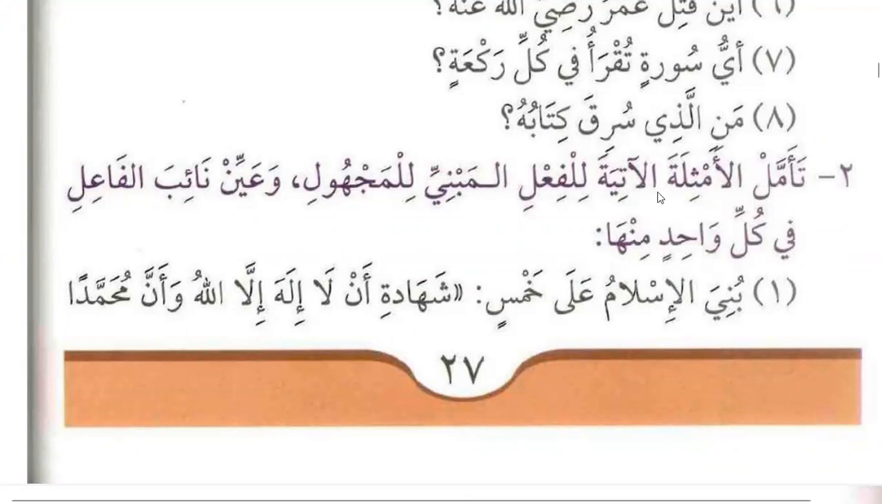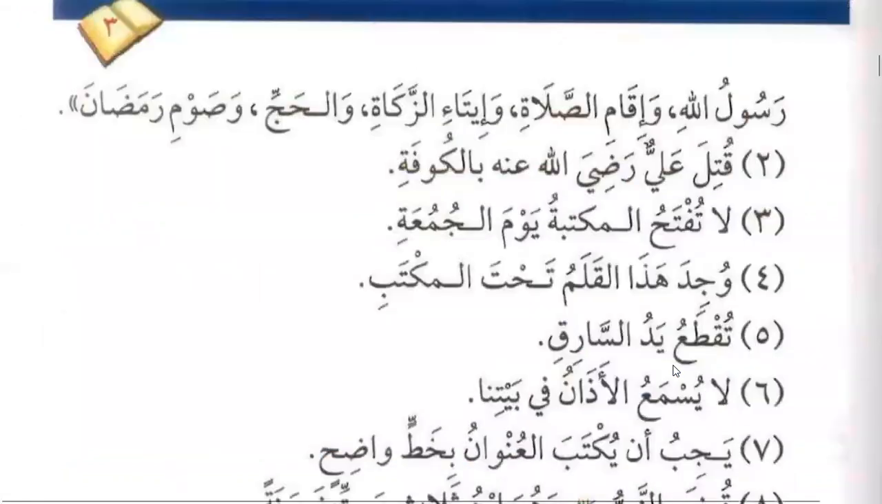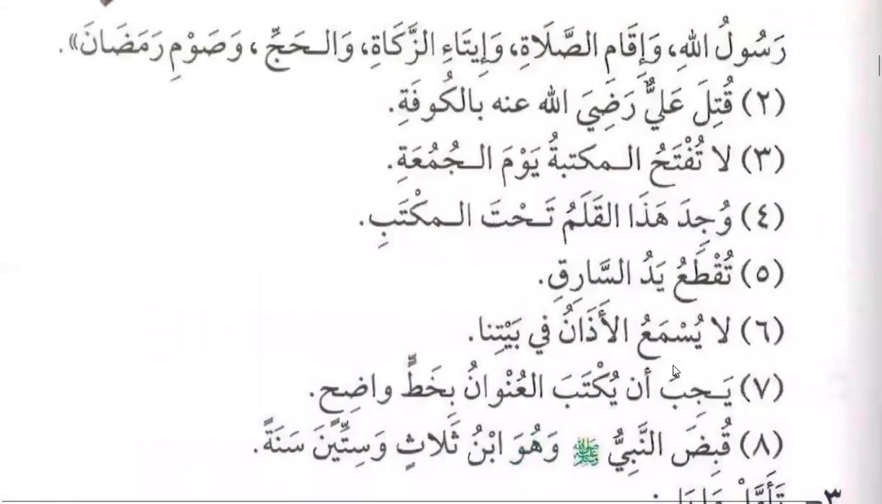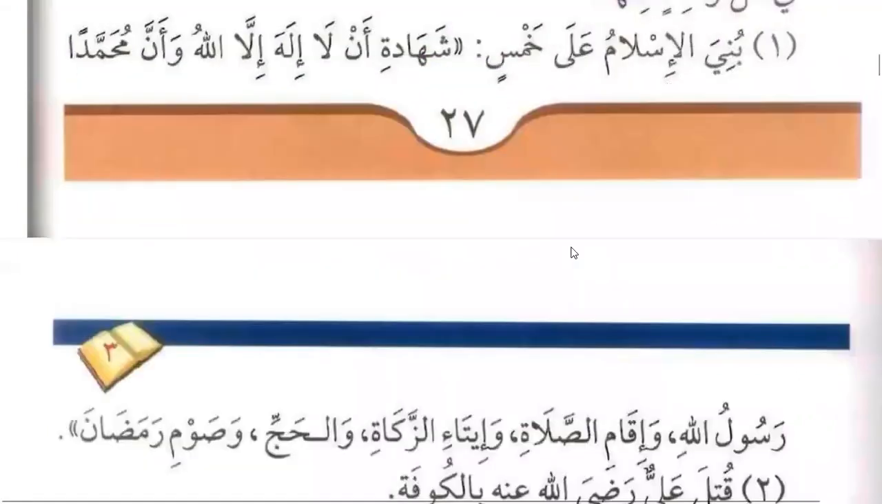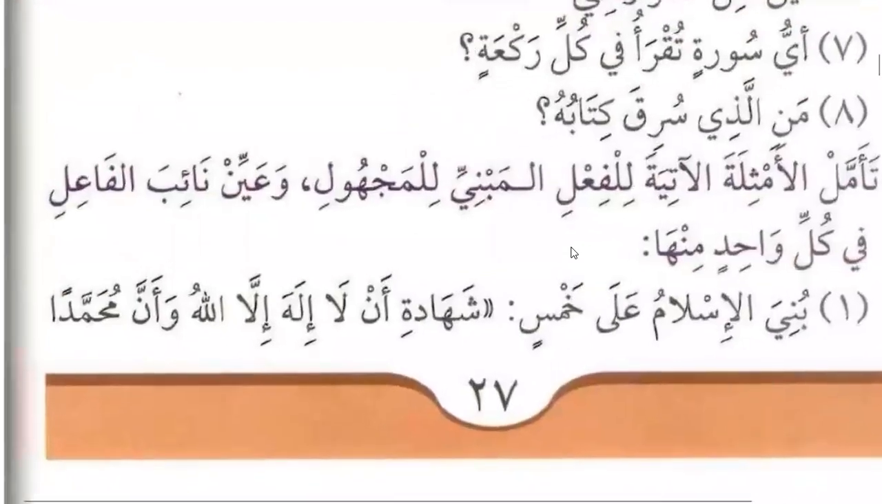Observe the following examples for the verb built for passive voice and point out the deputy doer in each one of them. So he's asking you to first observe the examples and then point out the deputy doer in each of them. Buniya, was built. Al-Islamu, the Islam. I think there's no need to, we have already done it. So you will read it directly.